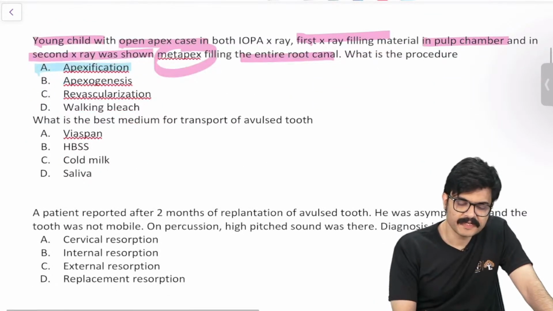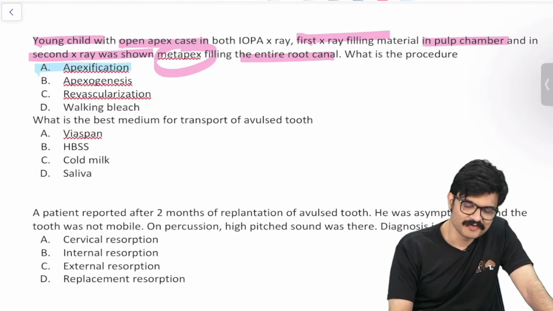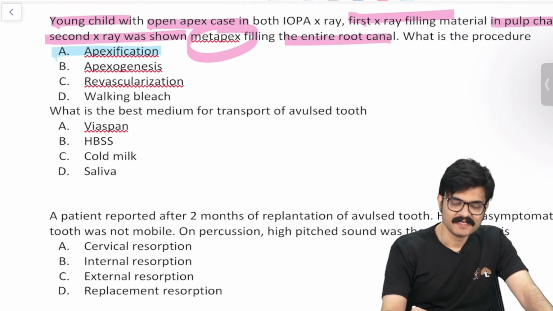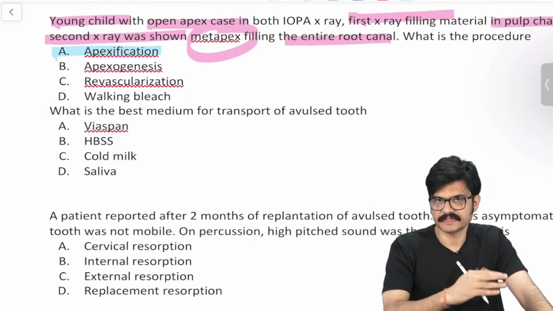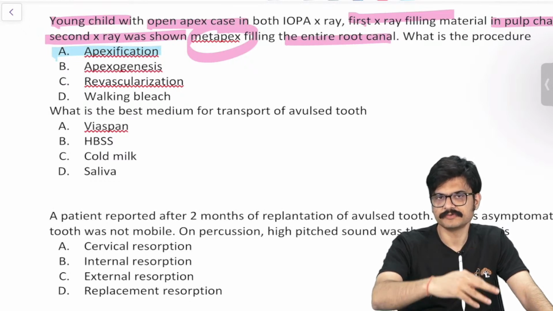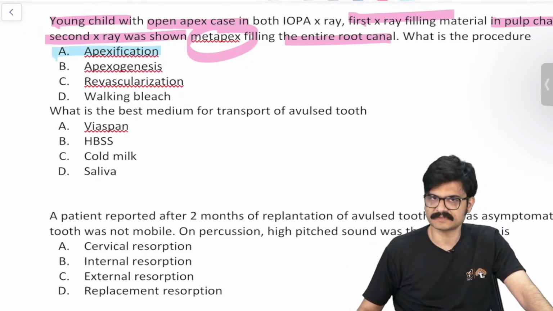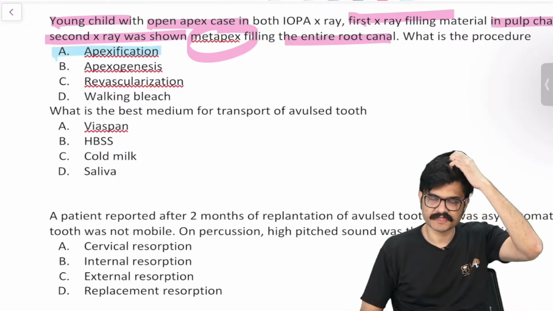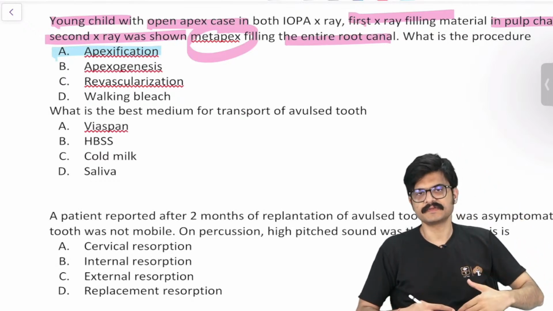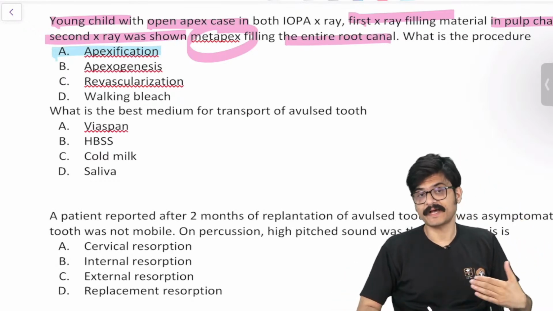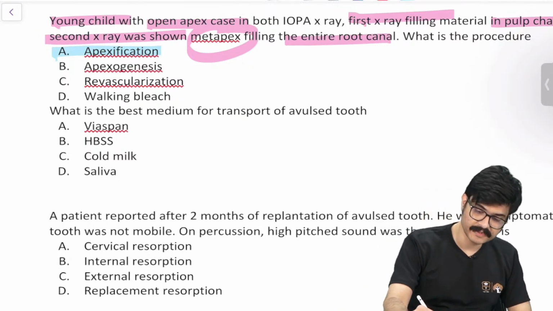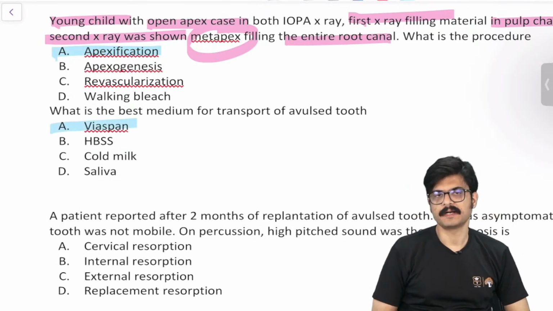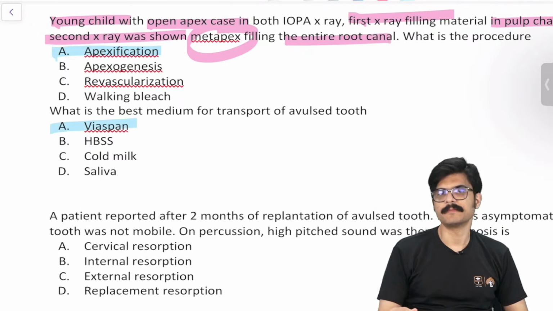Simple. What is the best medium for transport of an avulsed tooth? The examiner, to confuse you, gave you both Viaspan and Hank's balanced salt solution. Just to be very clear, if neither Hank's balanced salt solution nor Viaspan is given in the options, then milk becomes the best answer. If either Viaspan or Hank's balanced salt solution is given, then they become the better answer over milk. If both are given, then Viaspan is a better answer. Both are good, but Viaspan is better. That is what you have to memorize. Can't help you with that.